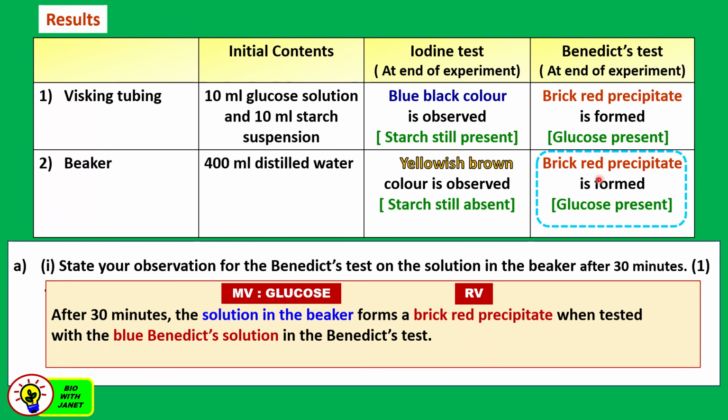So just state the observation, meaning you must mention the Benedict's test and the solution in the beaker. After 30 minutes, the solution in the beaker forms a brick red precipitate when tested with the blue Benedict's solution in the Benedict's test. That's a complete observation. Your brick red precipitate is your responding variable. The solution in the beaker, actually the glucose, is the manipulated variable that is present to cause the brick red precipitate to form.